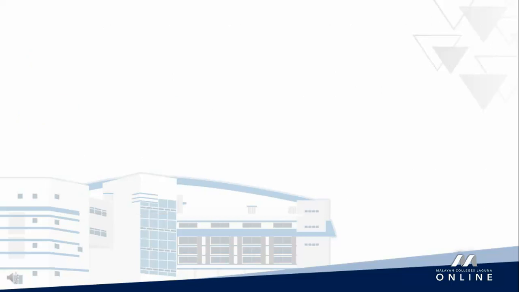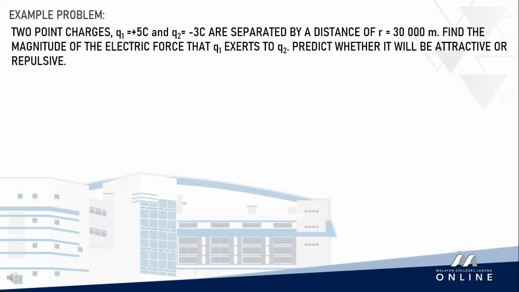Let us have one example problem. Other example problems will be discussed during your synchronous session. Here, two point charges, Q sub 1 equals positive 5 coulombs and Q sub 2 equals negative 3 coulombs, are separated by a distance r, which is equal to 30,000 meters. Here, we are asked to find the magnitude of the electric force that Q sub 1 exerts on Q sub 2. Predict whether it will be attractive or repulsive.